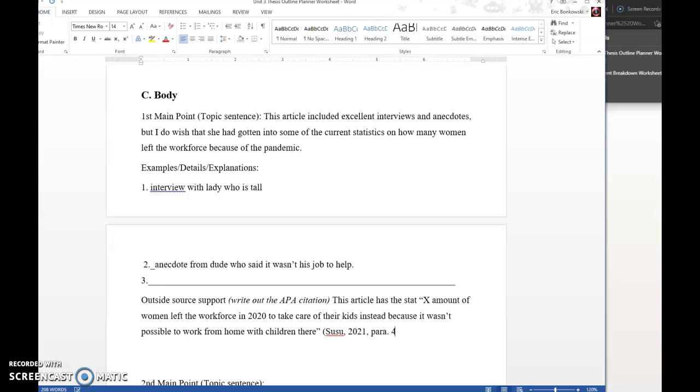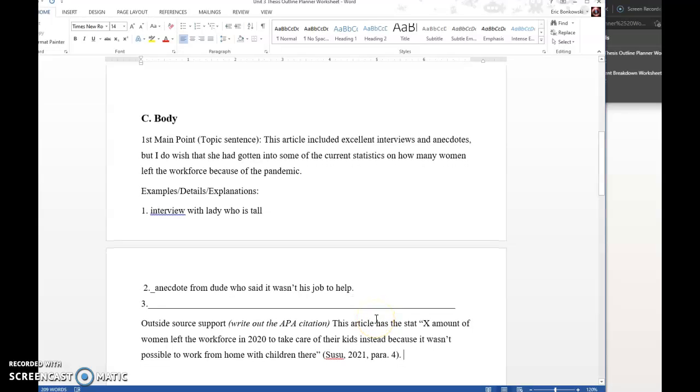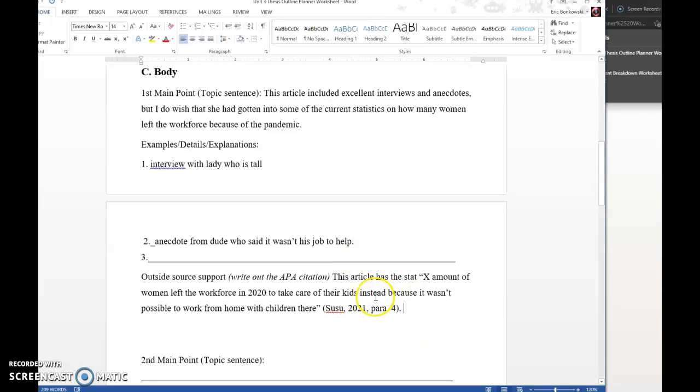But this source that I have here, this is my outside source, and I'm going to use it to explain that there are a lot of really good statistics out there that prove this author's point, and I found one in my outside source that I read, and I wish that this author had included that statistic.